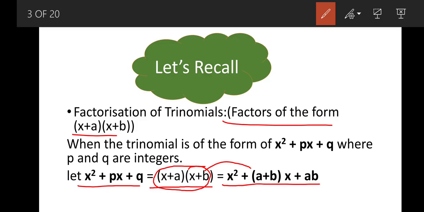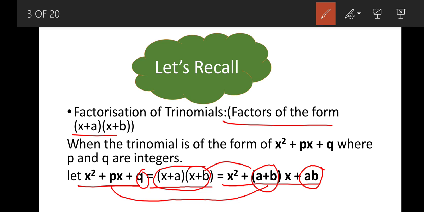Now after comparing, you will find that coefficient of x, what is the coefficient of x? This is p. It is equal to a plus b. In place of p, what is written? A plus b on this side. Now in place of q, what is written? ab. So this is also called splitting the middle term.